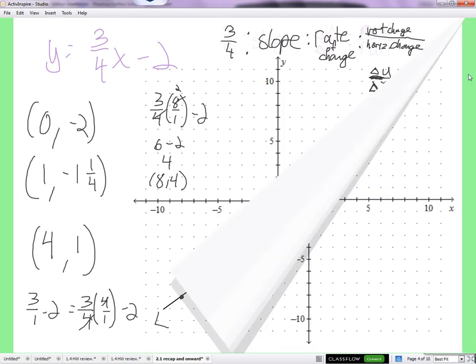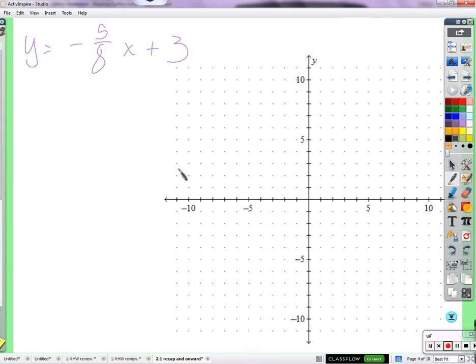Alright, let's give it another go. You'll notice there's a negative there. So we make it into a positive? No. You can't just change negative numbers into positive numbers.